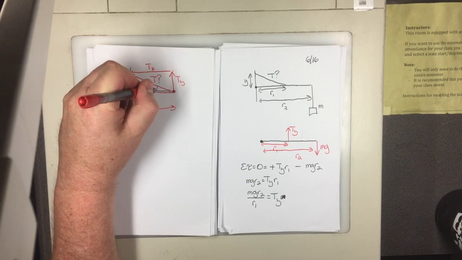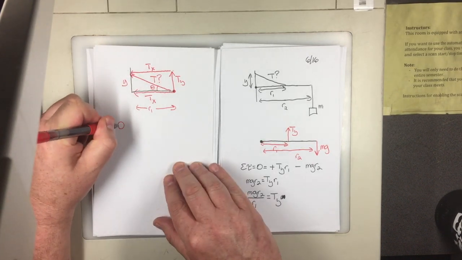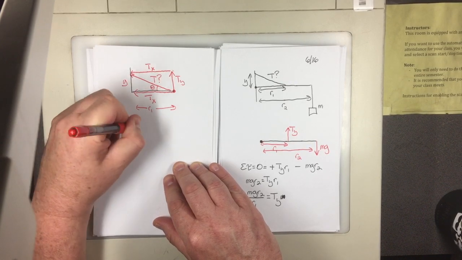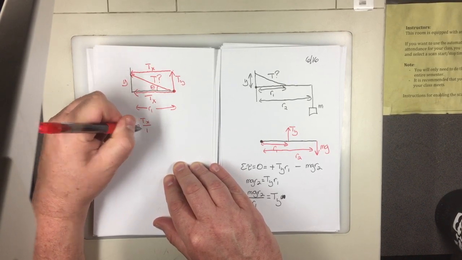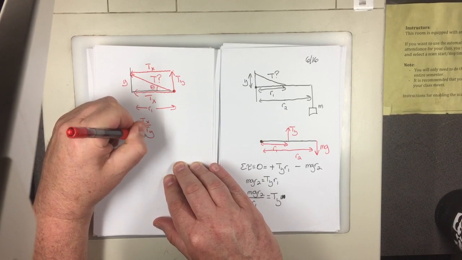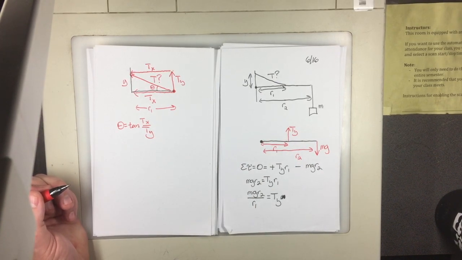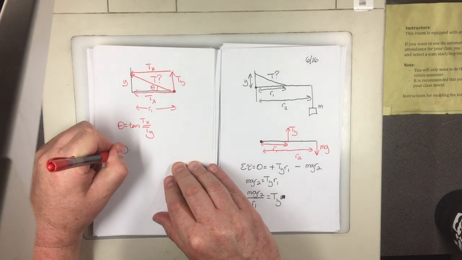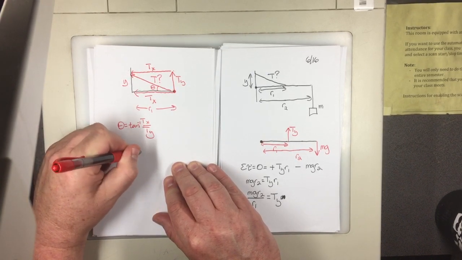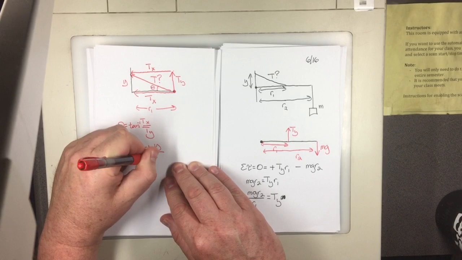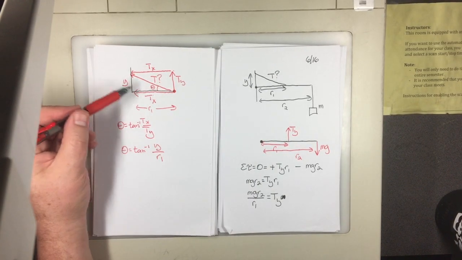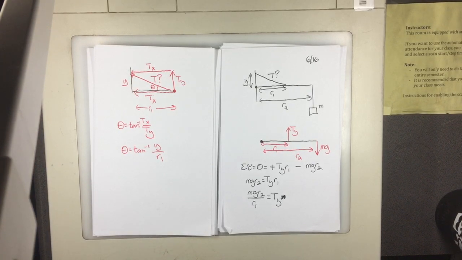This angle theta is the inverse tan of Tx over Ty. But you can't really get that. All you've got is Ty. You don't have Tx, so you can't really get theta. But another thing you can do is say that theta is the inverse tan of y over r1. Those lengths are directly proportional to, or have the same proportions as, Tx and Ty. So you can get that theta.